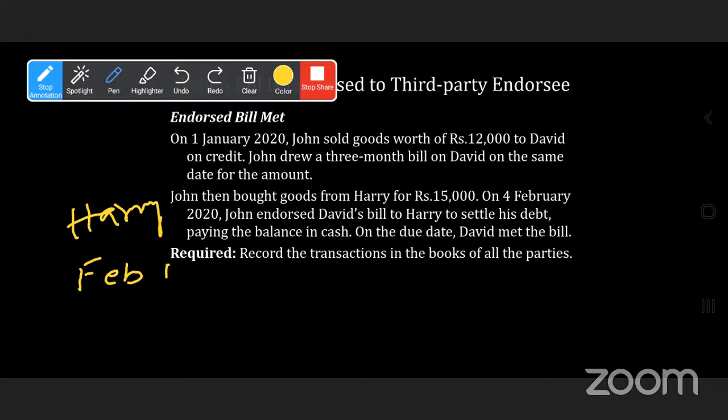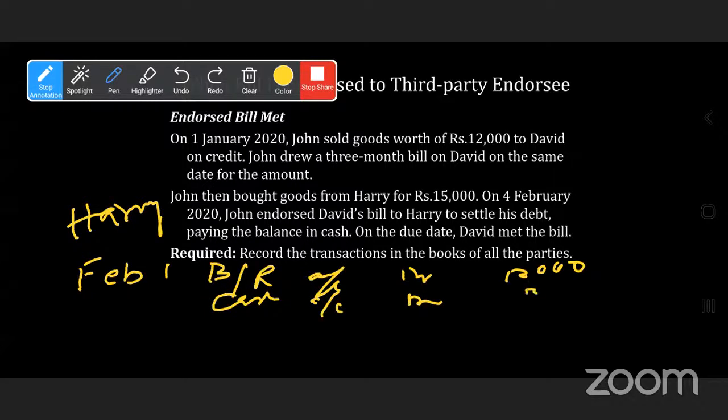John account debtor, bills receivable account debtor. How much is the amount? 12,000. The remaining was paid in cash. Cash account debtor, 3,000, to John account, 15,000.